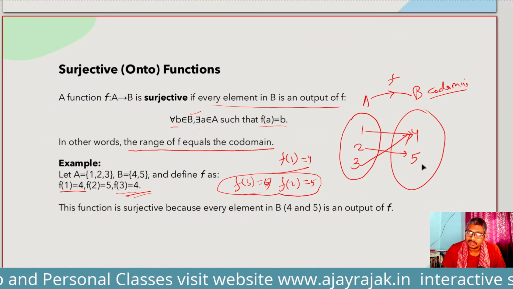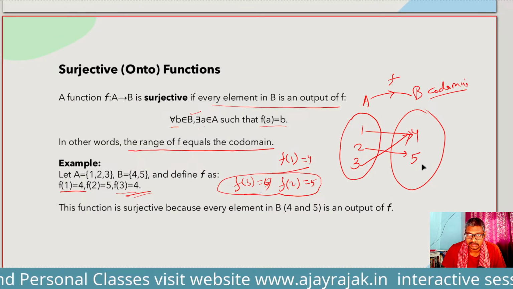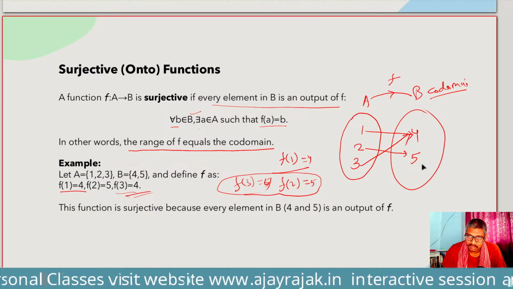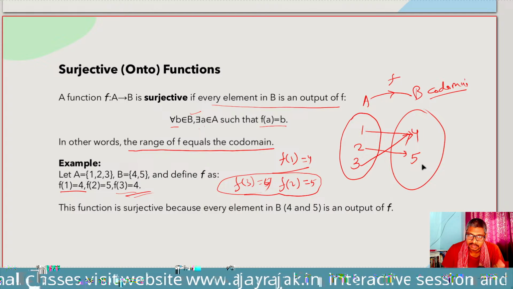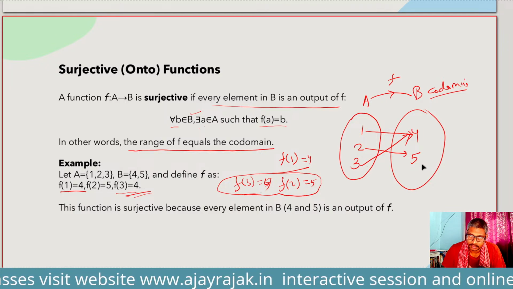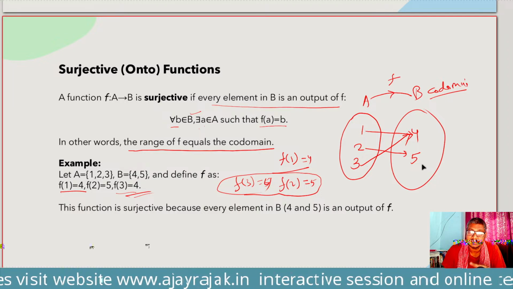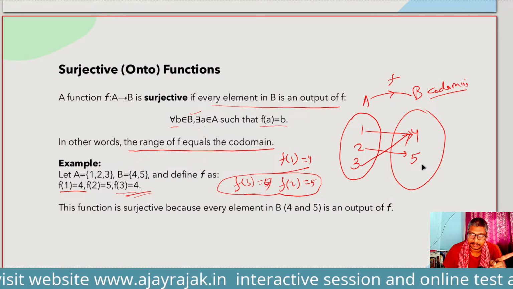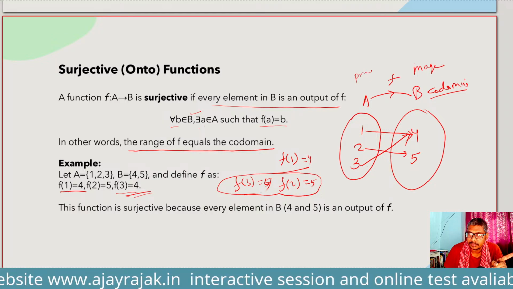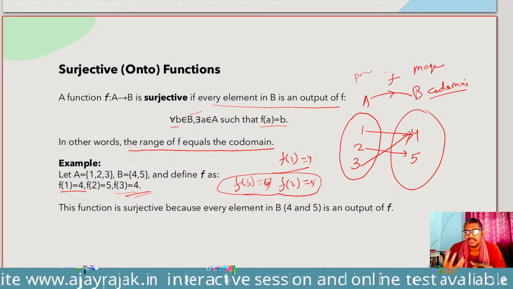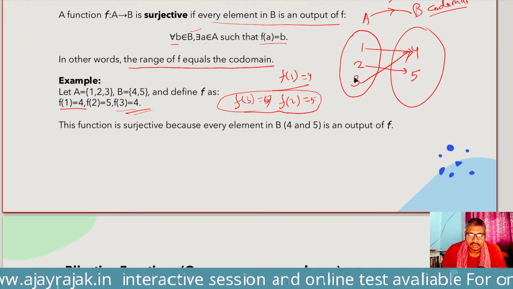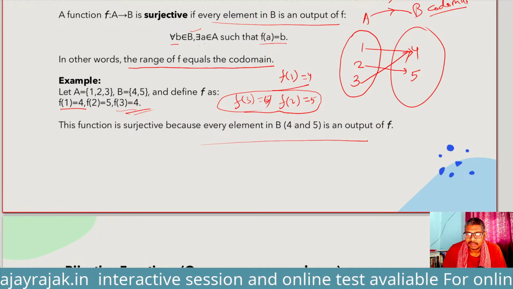But when we are talking about the surjective or onto function, elements of A can associate with the same element of B, but all the elements of B must be mapped with a pre-image in A. This is our image, I told you, and this is our pre-image. So for all the images there is a pre-image in onto functions, because every element of 4, 5 is an output of f.